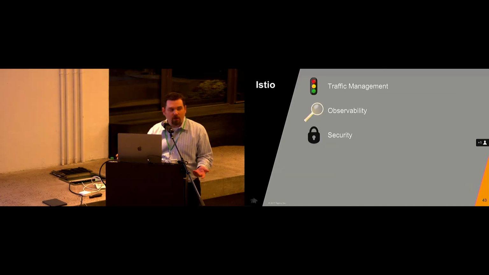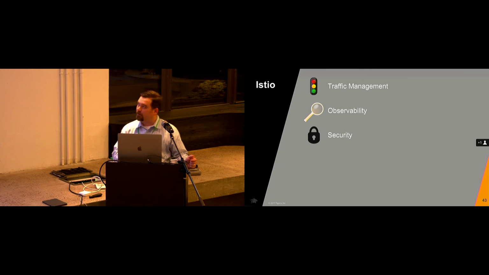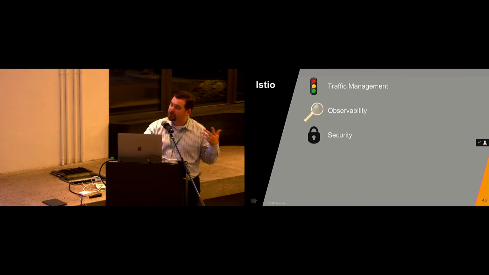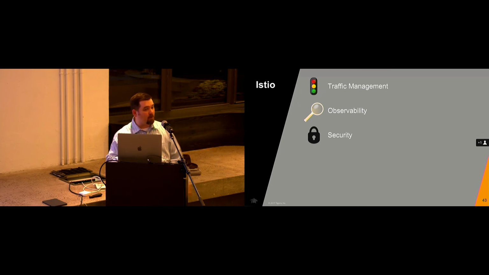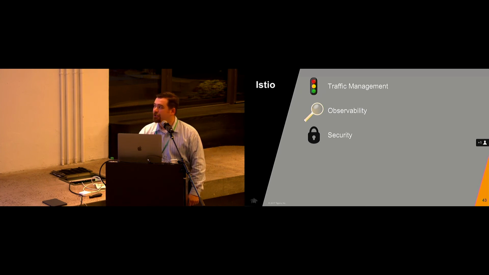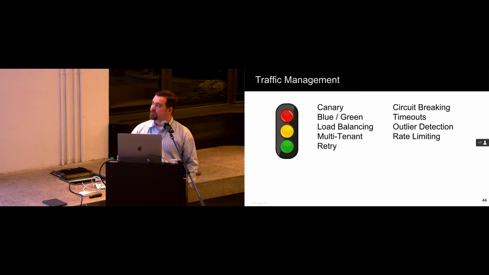So what is Istio? What is it giving me at layers 5 through 7? The three main things are traffic management, observability, which some people may call instrumentation, but it's a little bit more than just instrumentation, and security. So let's look at each one of these.